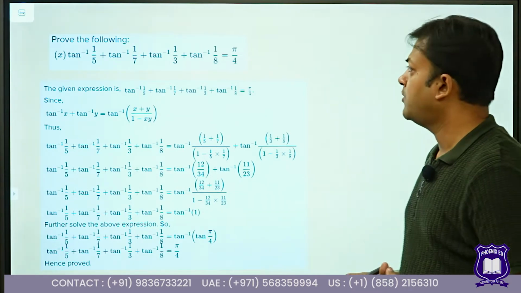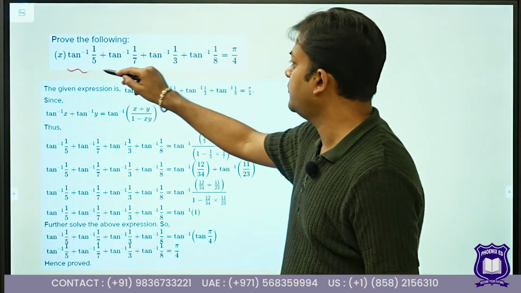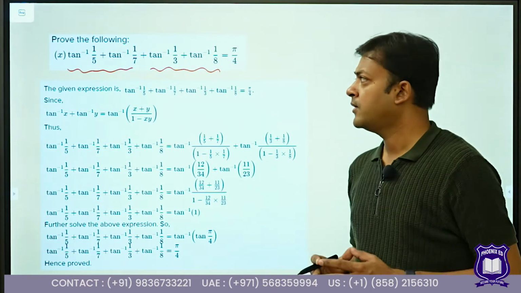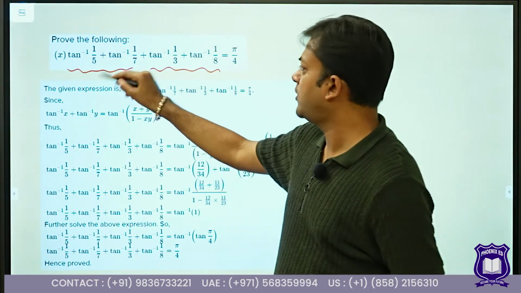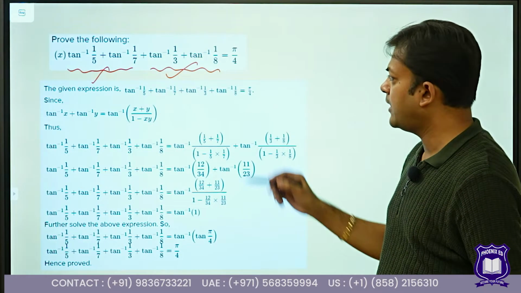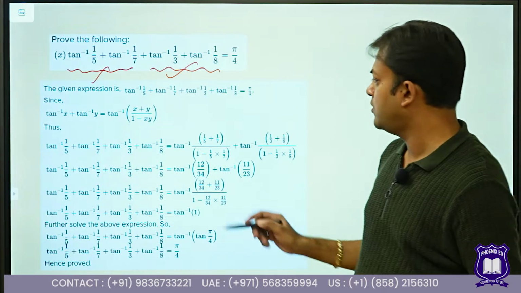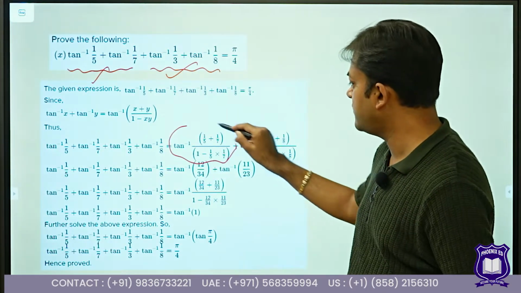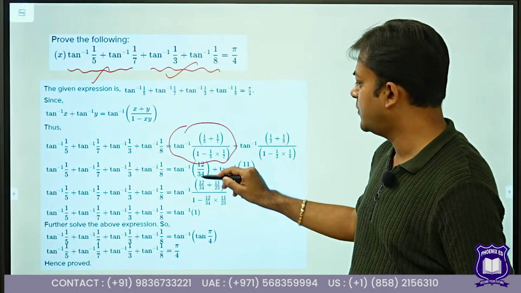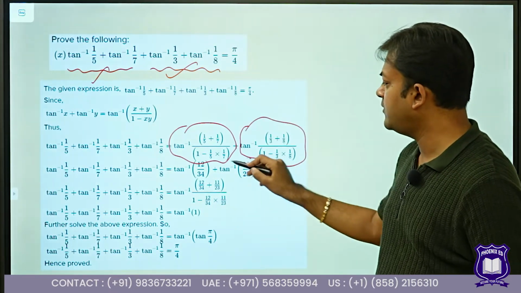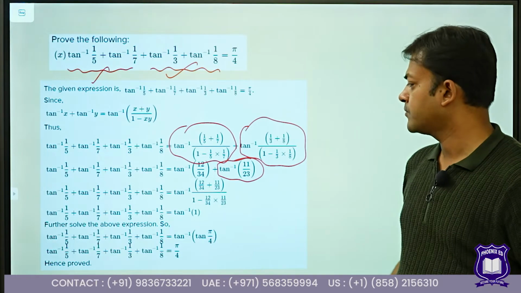In this particular problem, we need to solve 4 terms and check that the sum is pi by 4. The best way of doing it is to take 2 terms at a time and apply tan inverse A plus tan inverse B between the 2 terms. So the first 2 terms give us tan inverse of 12 by 34. The second 2 terms give us tan inverse 11 by 23.